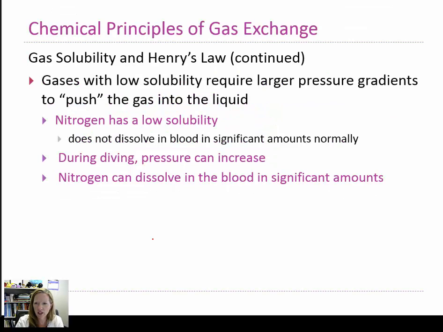So during diving, pressure can increase, and nitrogen can dissolve in the blood in significant amounts. So it was just leading up to the decompression sickness.